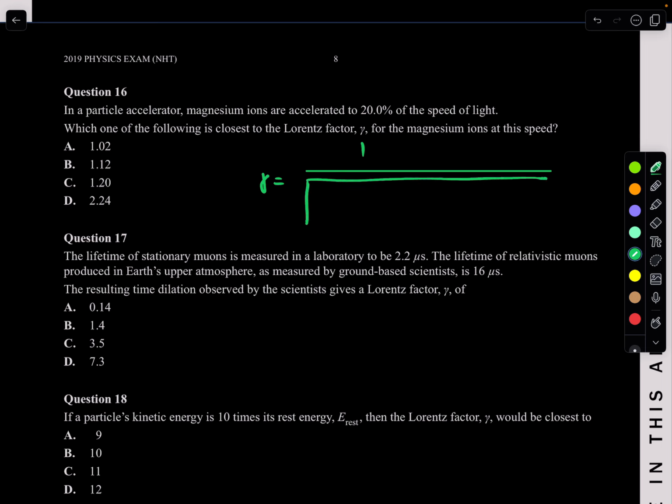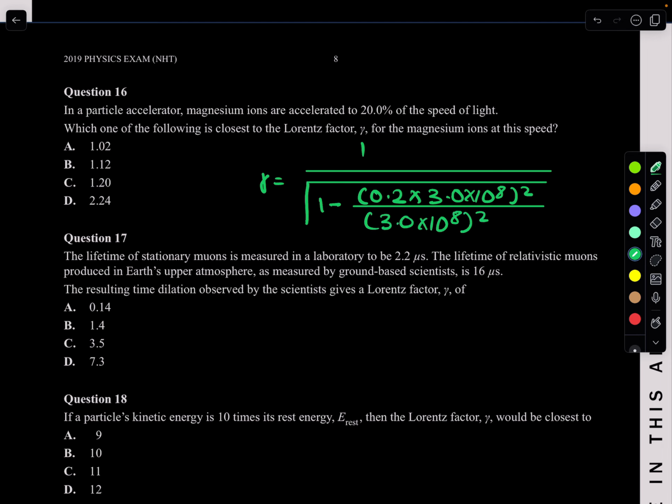the square root of 1 minus the velocity squared divided by c squared, which in this case is 0.2 times the c value, which is 3.0 times 10 to the power of 8, squared, over 3.0 times 10 to the power of 8 squared, the c squared. So put that in your calculator and that should give you the answer. Nice and easy.